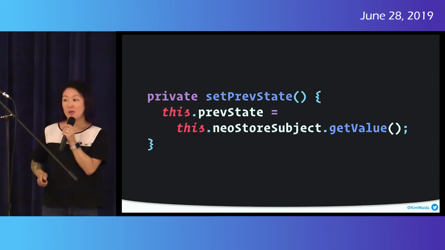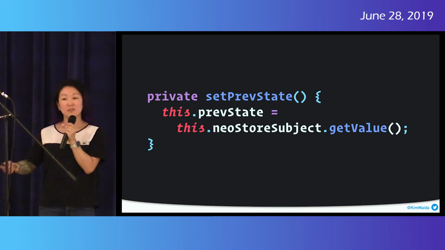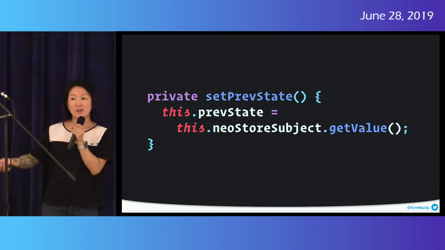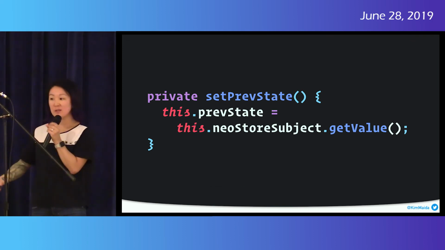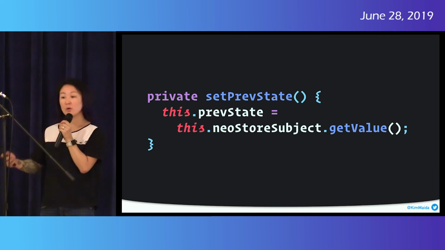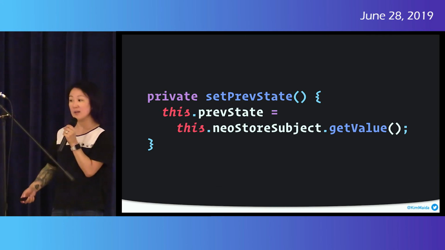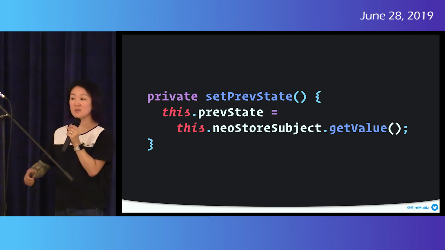And then I need a way to track the previous state, because if I optimistically update my UI and then something goes wrong with the API, I need to know what it was before so I can roll it back. So the way to do this is I can just create a local member called previous state, and I can get the value of my NeoStore subject at any given time. I'm going to grab it when I run this function.